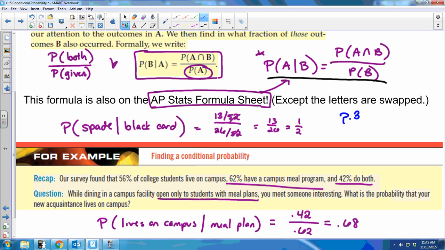The assignment is on page 361, or 362, number 5 through 12.